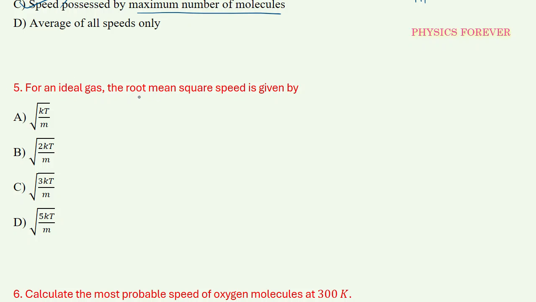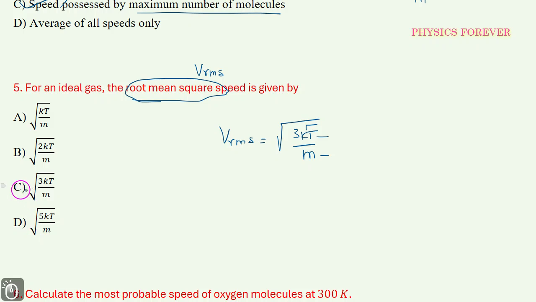For an ideal gas, the root mean square speed, V_RMS, is the root of 3kT by m. Here k represents the Boltzmann constant, T is the absolute temperature, and m is the mass. Which one is correct? Option C is correct.